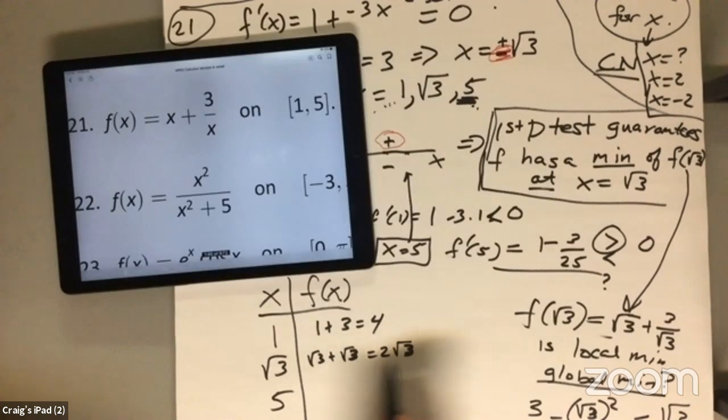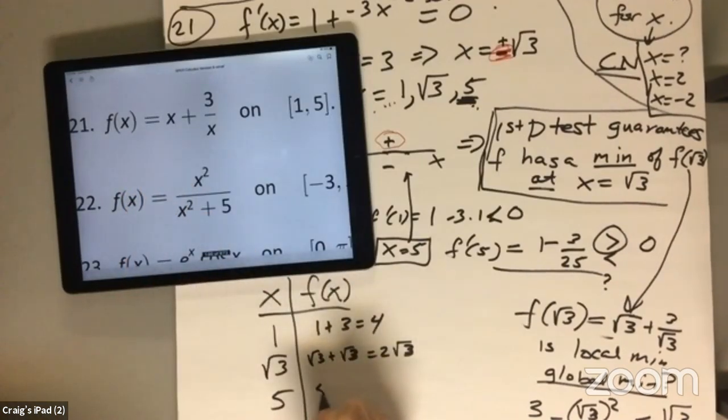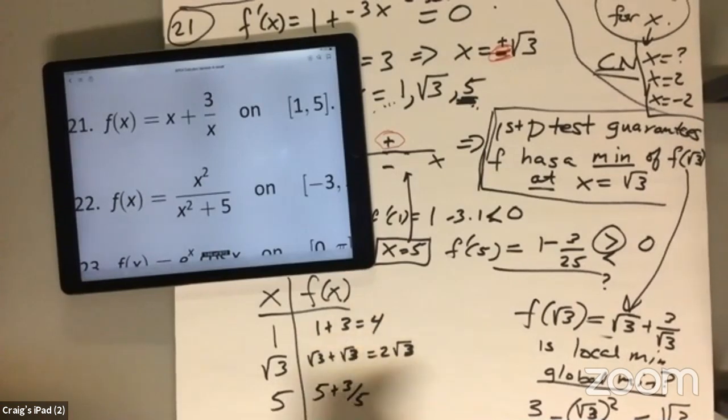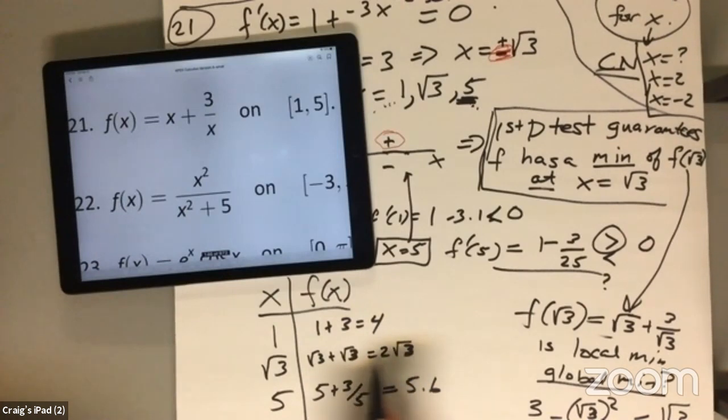Square root of 3 is around 1.7. So this whole thing is 2 times 1.7, so we're at 3.4. It's still smaller than 4. So this one's smaller than this one, and this one's the leading contender now for the max. But I'm going to also stick in x equals 5. And when I do that, I get 5 plus 3/5, and that's 5.6, since 3/5 is 6/10. Okay, so I got 4, I got 5.6, and I got around 1.4.